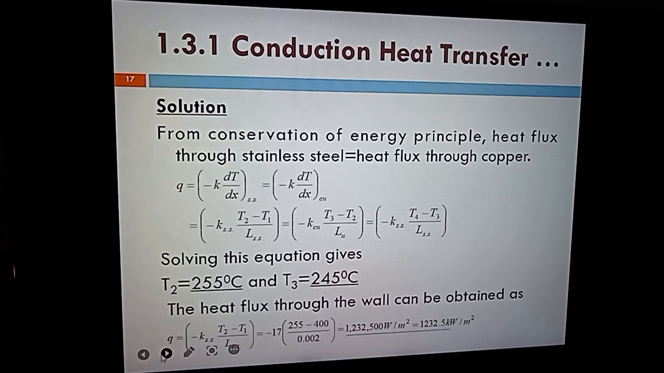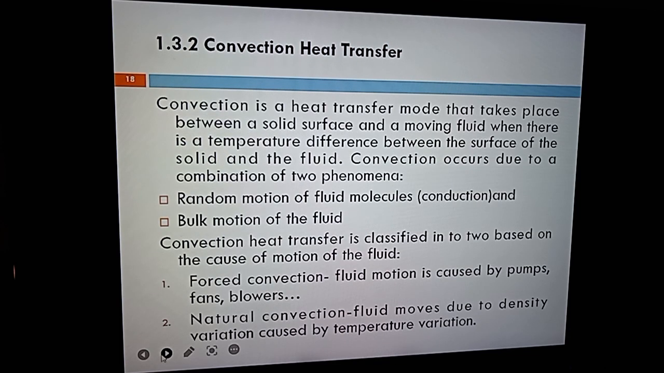Then after solving this problem, we can continue with convection, the next medium or way of transferring heat. We will continue at the next time or in the next slides.